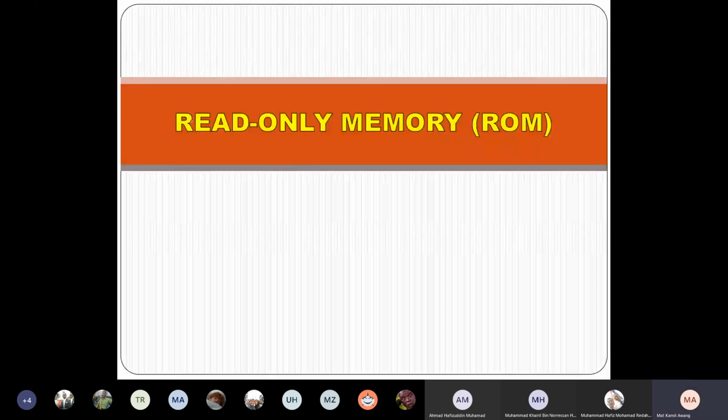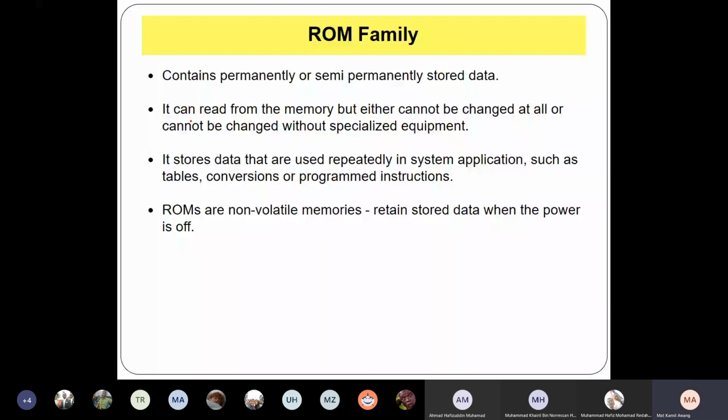Another memory, remember, is the read-only memory, the ROM. ROM contains permanently or semi-permanently stored data. It can be read from the memory, but either cannot be changed at all or cannot be changed without specialized equipment. So ROM, if it's semi-permanently stored data, basically you can change. But in order to change that data, you need specialized equipment. Maybe you need a UV light to erase before you can write.